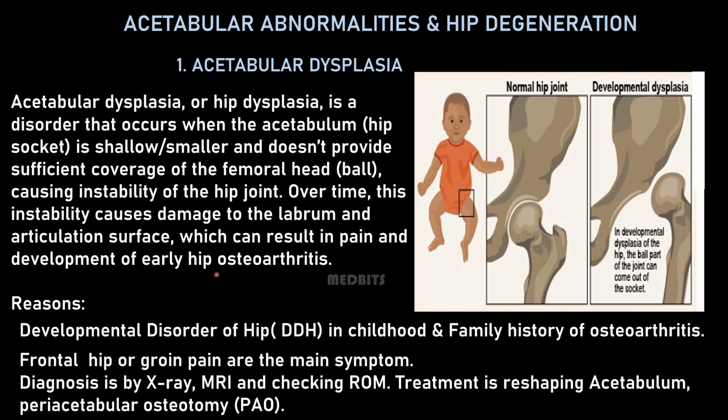osteoarthritis. Now, what would be the reasons? Let's pick them one by one: developmental disorder of the hip, DDH, is how you can remember it, in childhood, and family history of osteoarthritis. Frontal hip or groin pain are the main symptoms. What is the diagnosis? It is by X-ray, MRI and checking range of motion. Treatment is reshaping the acetabulum, that is, periacetabular osteotomy.